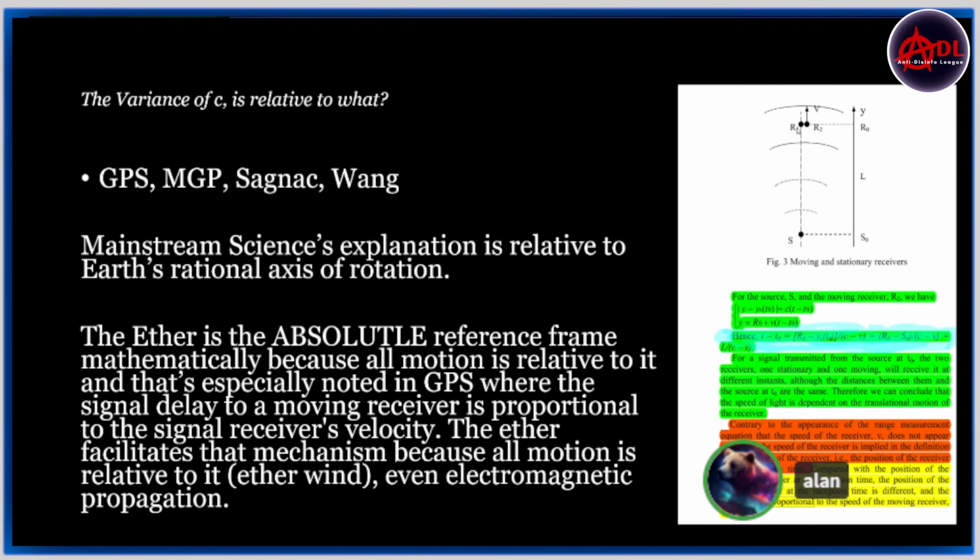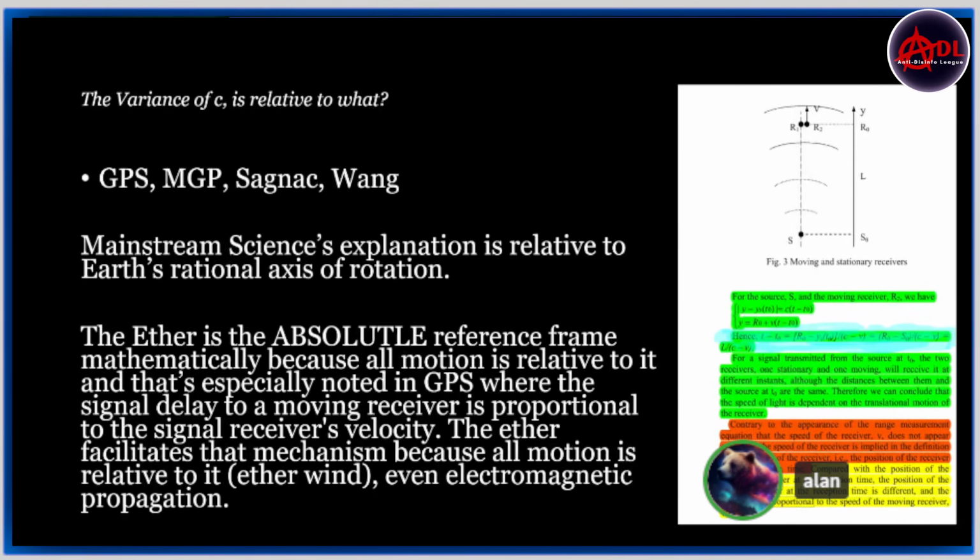And what they found was, if you have a stationary receiver here and a moving receiver here, and you send a signal at the exact moment that these two are intersected, the moving receiver will receive the signal with a delay that'll be proportional to his velocity, even though the distance of these two is exactly the same. So this is a huge contradiction to special relativity.